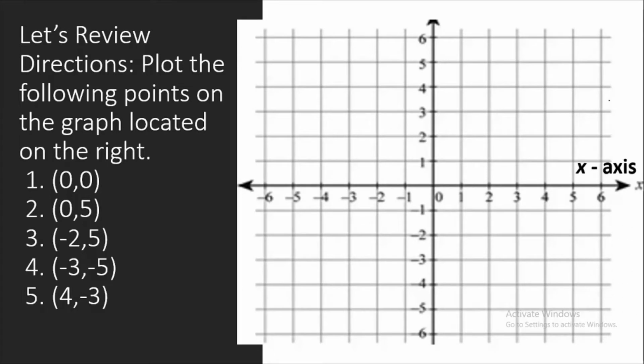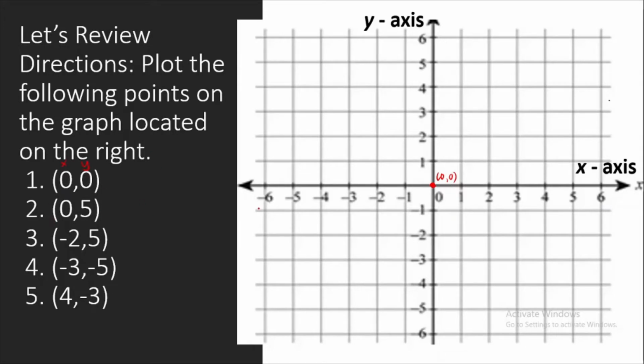Just to recall, the horizontal line is the x-axis, and the vertical line is the y-axis. The first numbers are for the x-axis, so we call it the x-coordinate, and the second numbers are for the y-axis, or the y-coordinate. Let's start. For number 1, we have point (0, 0). So x is 0 and y is 0. This is what we call the origin.